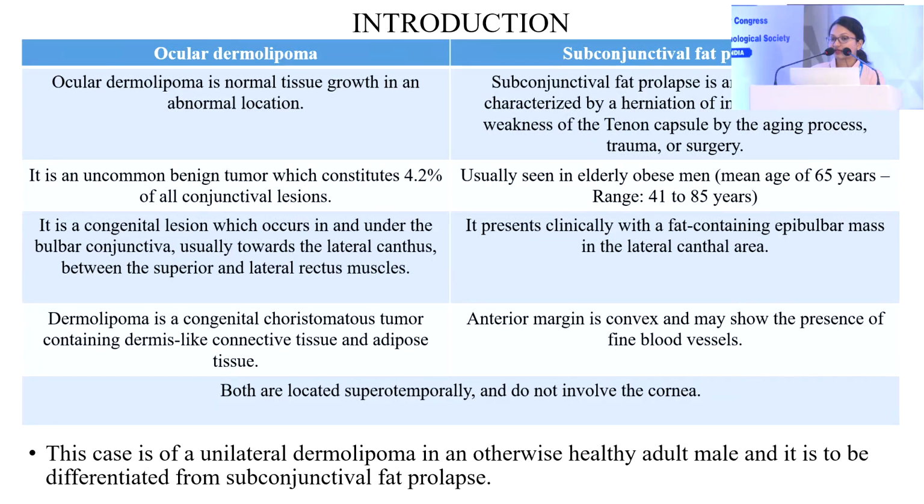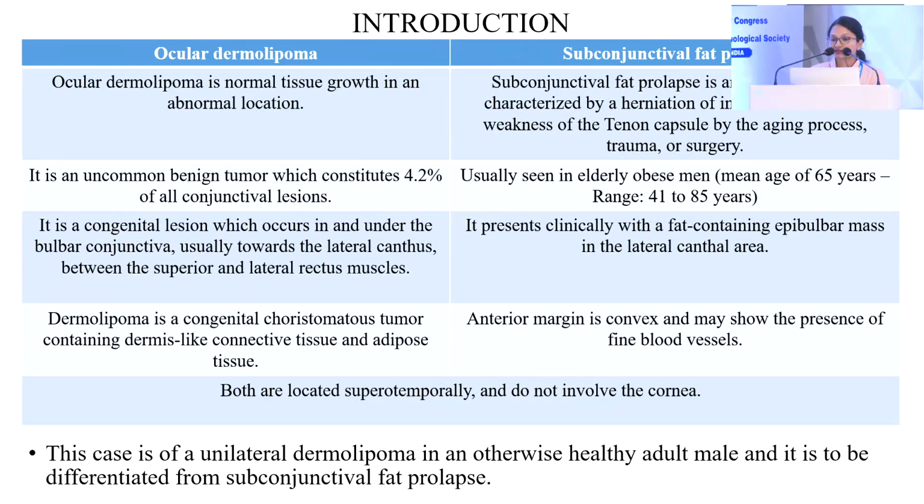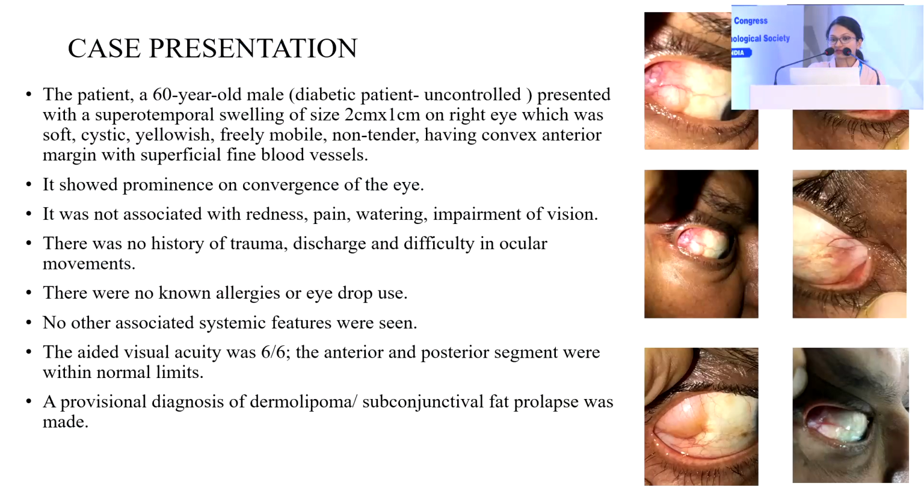It is seen in elderly obese men and presents as a fat containing epibulbar mass, again in the lateral canthal area. Anterior margin is convex and may show the presence of fine blood vessels. The common point between both of these is both are located superotemporally and do not involve the cornea. So I'm going to be presenting a case of unilateral dermolipoma in an otherwise healthy adult male, to be differentiated from a subconjunctival fat prolapse.